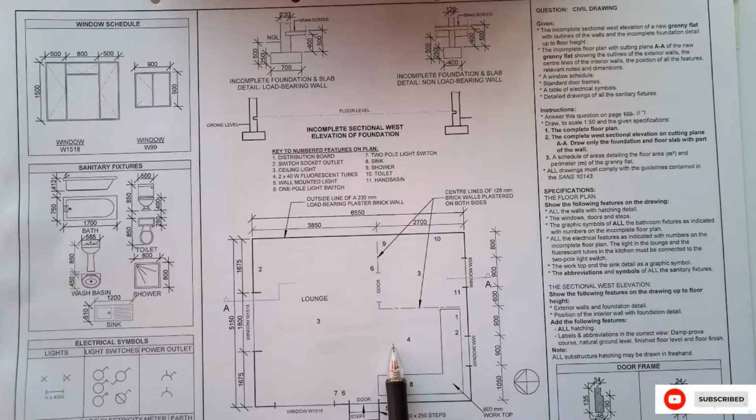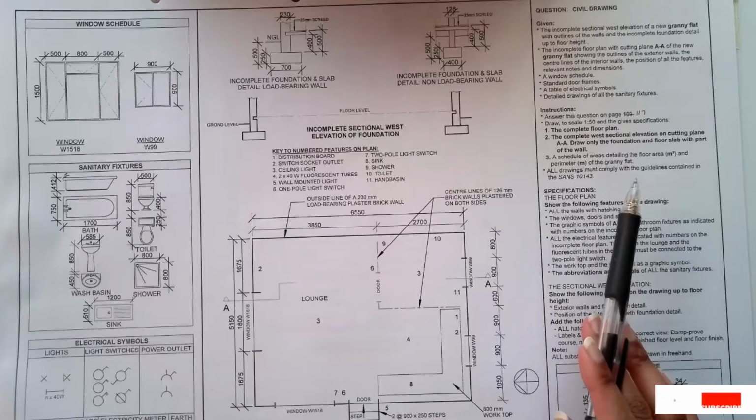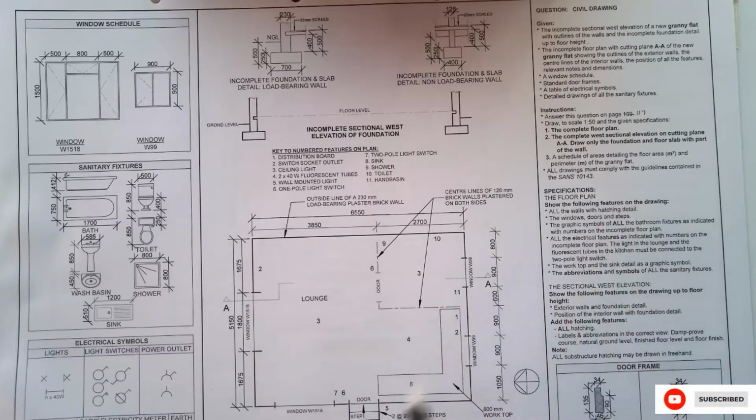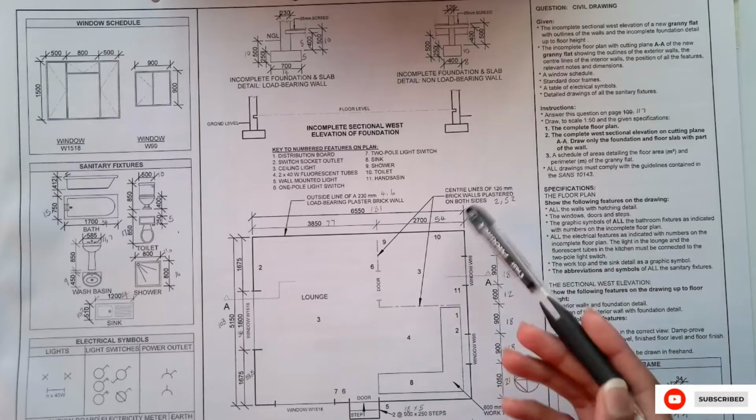So we're going to start by converting our dimensions to the scale. In the instructions for the floor plan, we are asked to draw using scale 1:50. We need to divide each and every dimension in this floor plan by 50. I'm going to do that off camera. As you can see, all dimensions have been converted to scale 1:50. Now I can start drawing the floor plan.